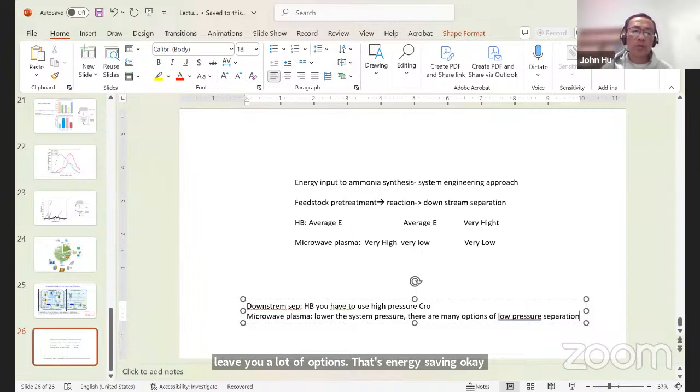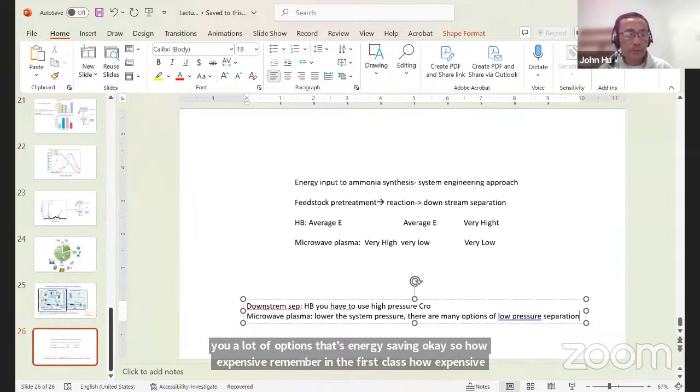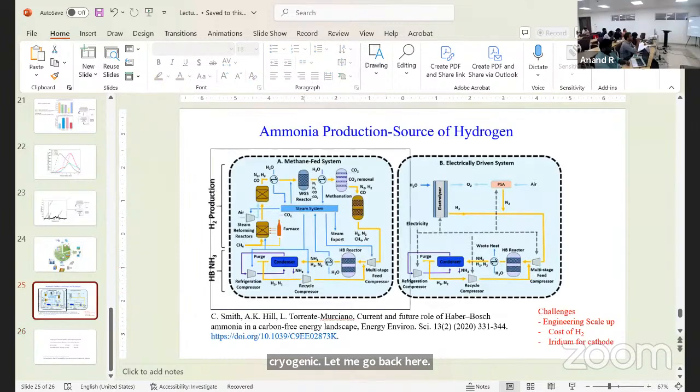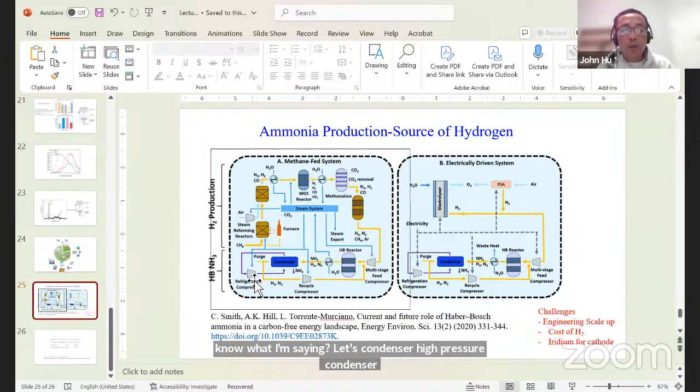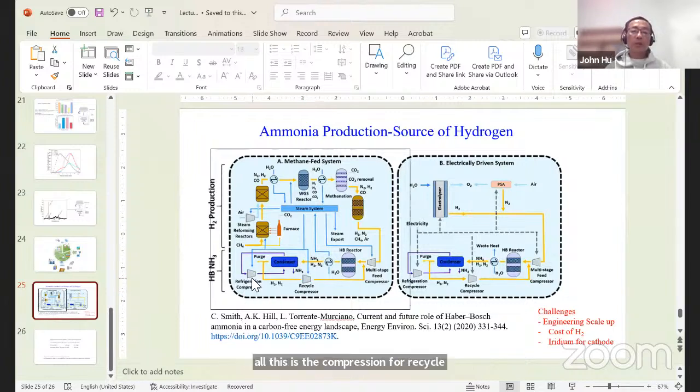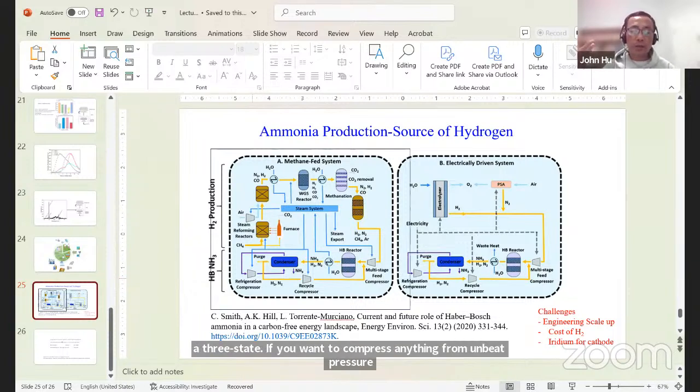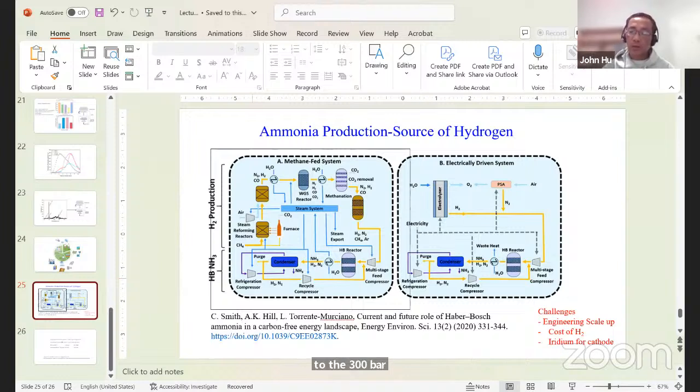Okay, so how expensive? Remember in the first class, how expensive is cryogenic? Let me go back here. Now I got it. You know what I'm saying, all right? This condenser, high pressure condenser, all this compression for recycle is 3-stage. If you want to compress anything from ambient pressure to 300 bar, you need 3 compressors. It's not 1. You have to go 3 stage: 1, 2, and 3.